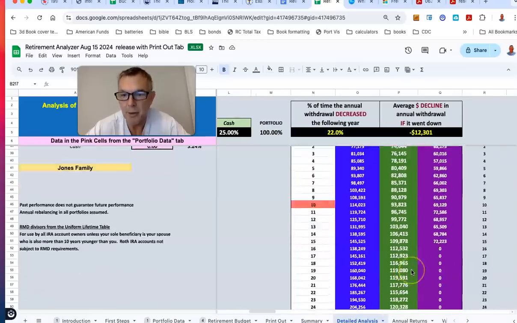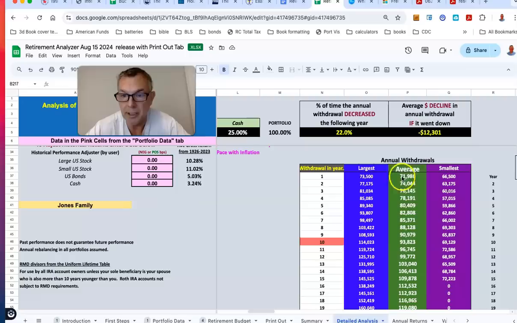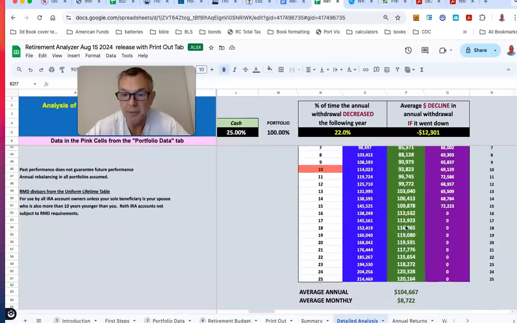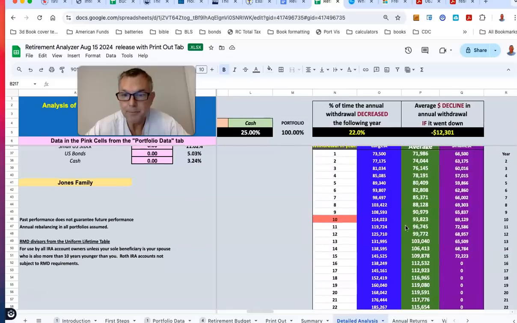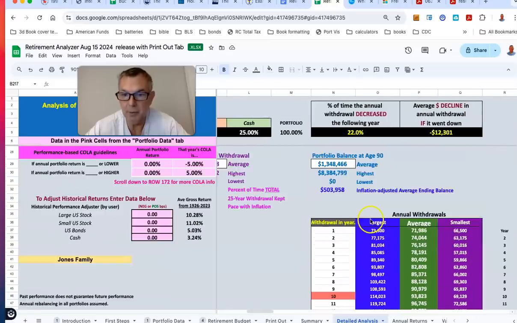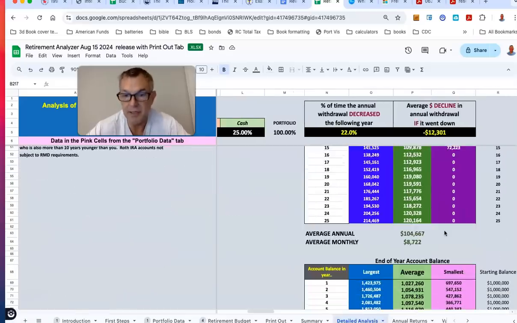The average, though, and again, 22% of the time we ran out of money, 77% of the time we didn't run out of money. The average, though, look, increase. And this is with serious negative markets and all that. And then, of course, if we have the highs, the highest is fine, but we don't want that. We want the lowest. Portfolio balance by age 90, the average is 1.3, which is more than we started with. I just find that to be incredible.